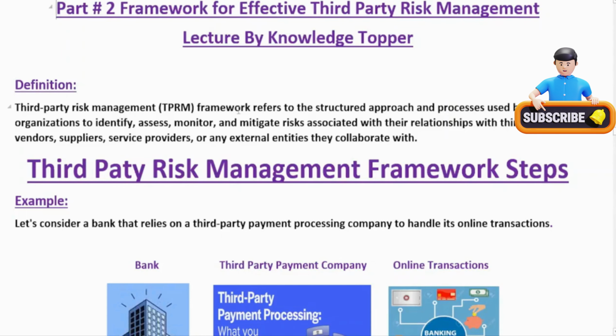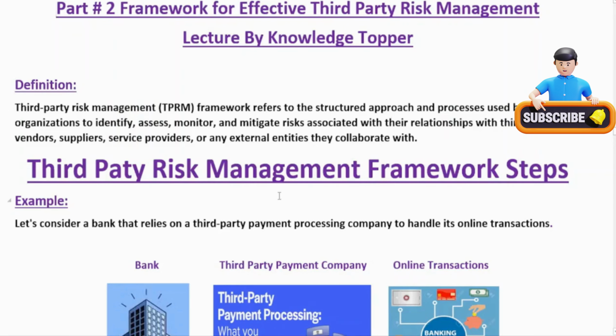Third-party risk management framework refers to the structured approach and processes used by organizations to identify, assess, monitor, and mitigate risk associated with their relationships with third-party vendors, suppliers, service providers, or any external entities they collaborate with. I said it's a structured approach because we have to follow a process that involves our framework's general principles. The framework helps organizations understand the potential risk that may arise from these relationships, and implement strategies to manage and minimize those risks.